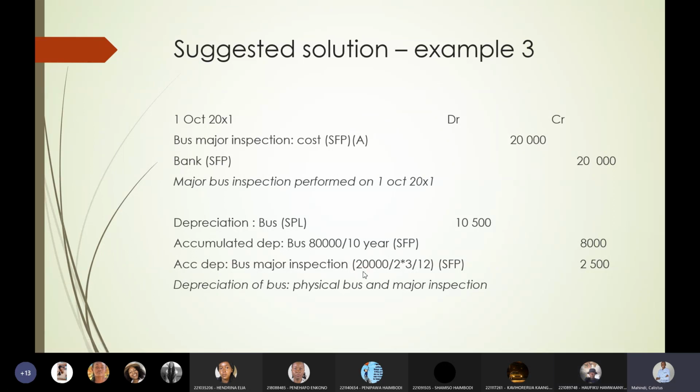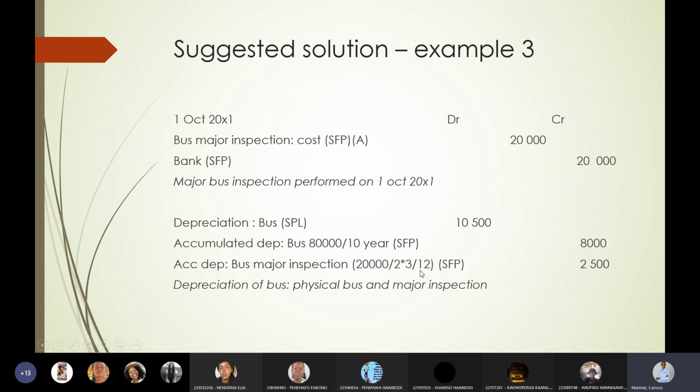And then the accumulated depreciation on the major inspection is 20,000, and it says that the inspection needs to be depreciated over its useful life. And the useful life of the inspection is 2 years. So you say 20,000 divided by 2. However, since the inspection was done in October and the year end is December, you're going to take that 20,000 divided by 2 and apportion it times 3 over 12.